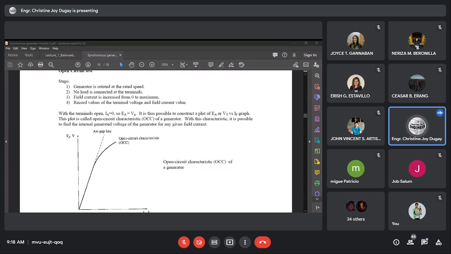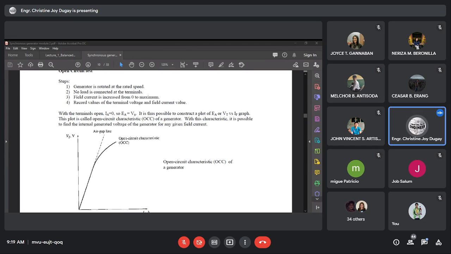Kung mapapansin po ninyo dito, bakit equal ang E_A natin tsaka si V phase? Bakit equal sila dito? Since no load, ma'am. Tama si Mr. Miguel, since wala kang load na kinonnect. And then, it is thus possible to construct a plot of E_A or V_T versus I_F, the field current. This plot is called the open circuit characteristic, or OCC of a generator. With this characteristic, it is possible to find the internal generated voltage of a generator for any field current.